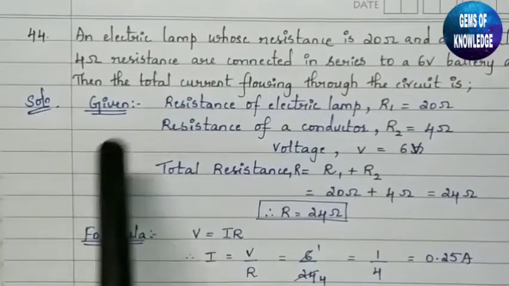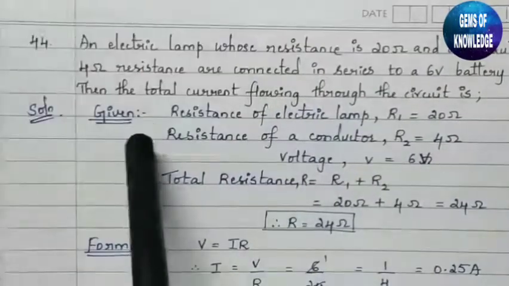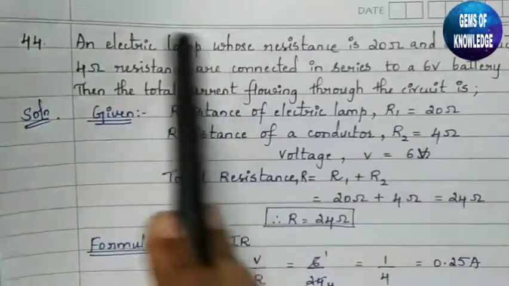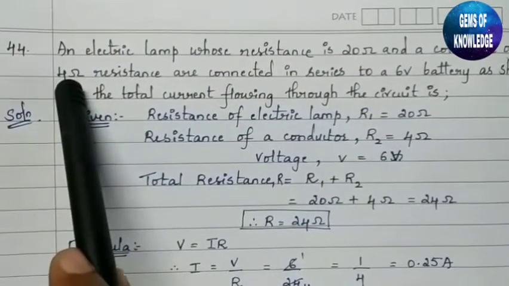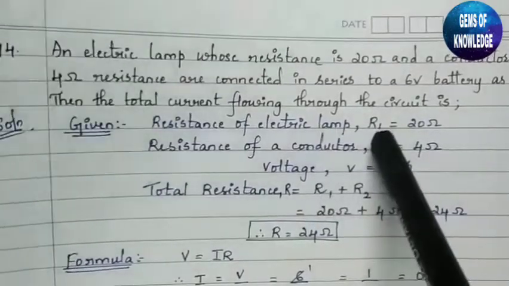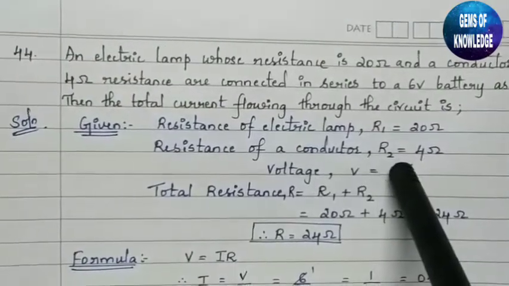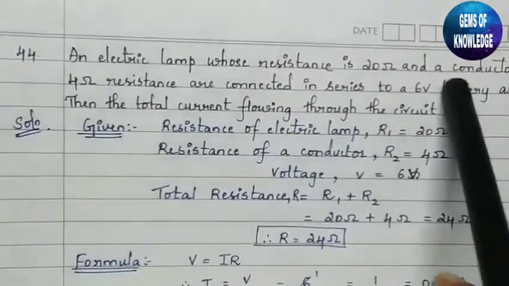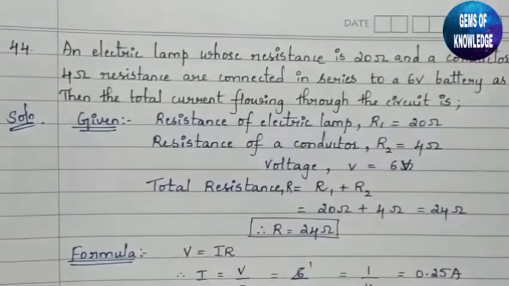You are already aware of the question, so we can see what is given here. Resistance of electric lamp and resistance of the conductor have been given. So we will take the resistance of electric lamp as R1, that will be 20 ohms, and the resistance of the conductor will be R2, that is 4 ohms. Then they have given the voltage of the battery. What was the voltage V of the battery? It was 6 volt.